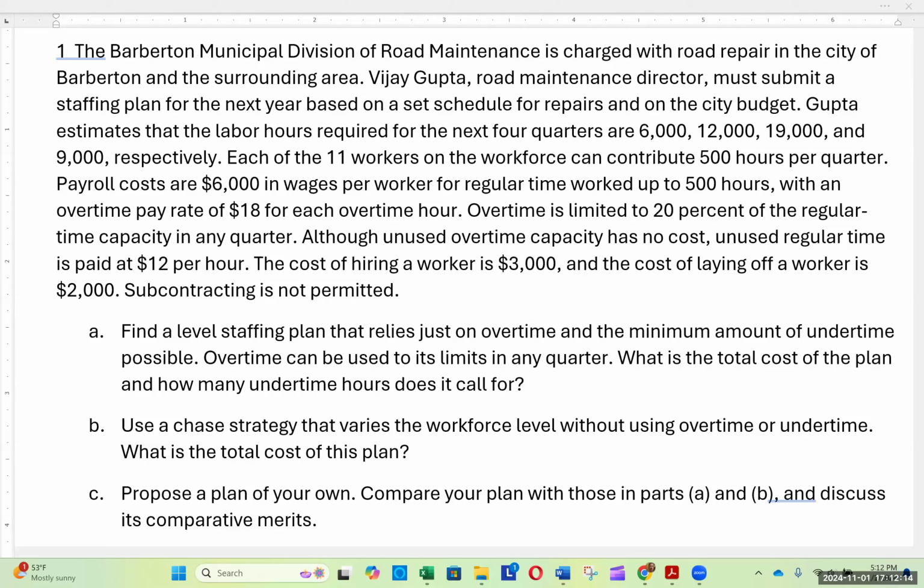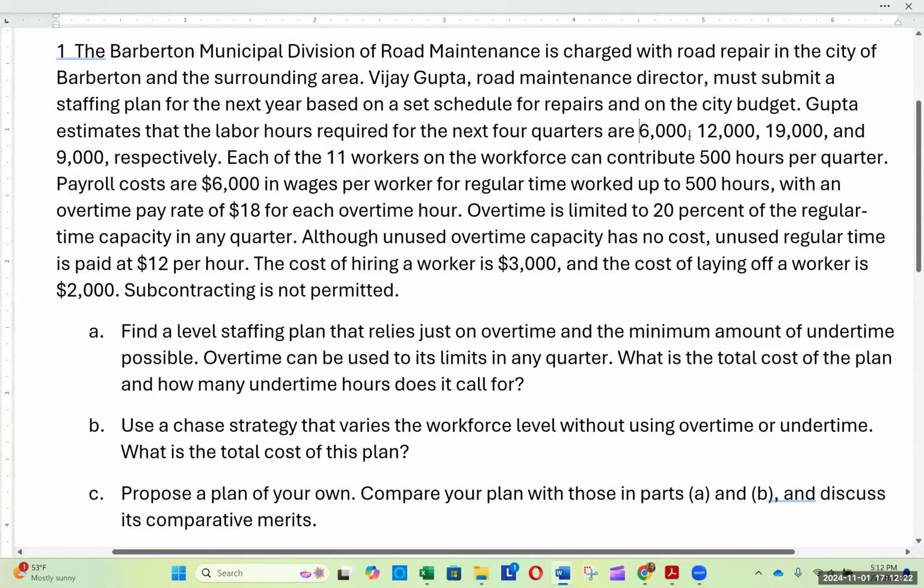This is an example of municipal division road maintenance where the manager has determined that you need 6,000, 12,000, 19,000, and 9,000 hours of labor for their road maintenance for the next 4 quarters. At this point, they have 11 workers, and each worker can contribute 500 hours. Their quarterly wage per worker is 6,000. And if they have an overtime situation, they have to pay $18 per hour. Workers are limited to 20% overtime per quarter.